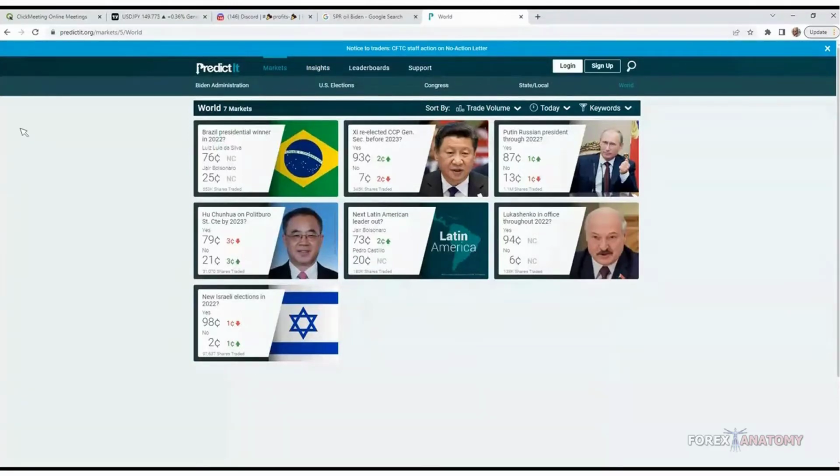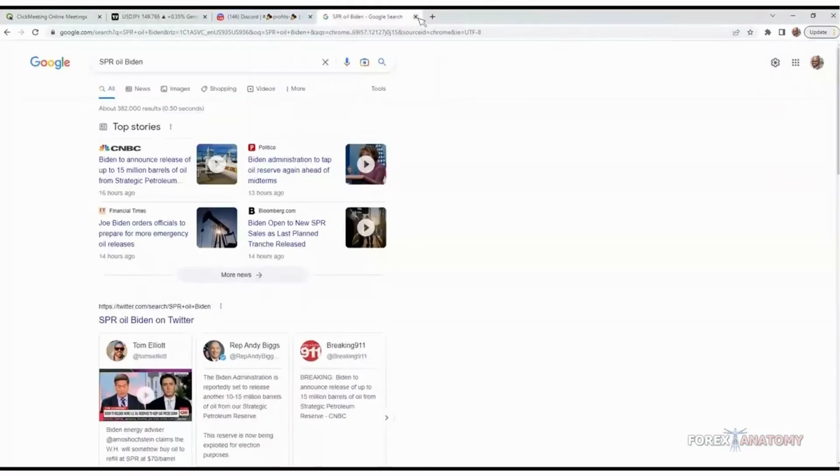So this is just a new resource that I wanted to throw your way. Let me post this link right here. Copy link address. You should go here on your own time and explore this page. They have a lot of cool polls and information that you can look at. So that's PredictIt.